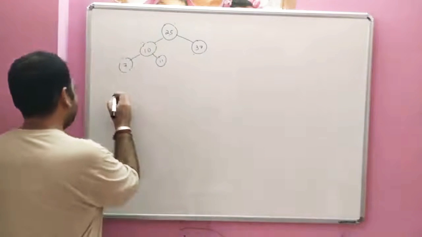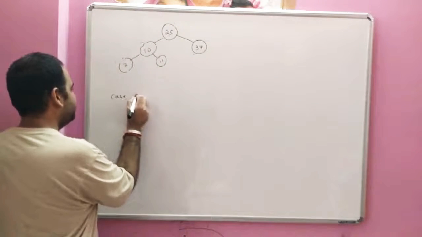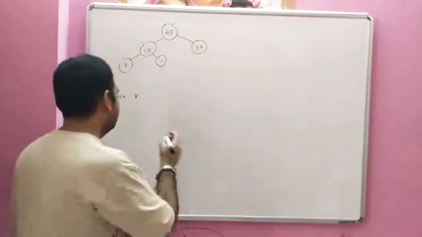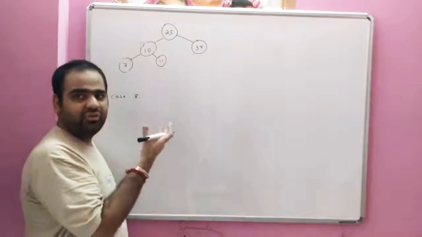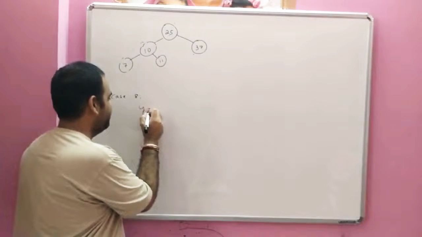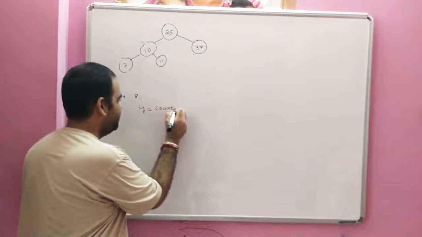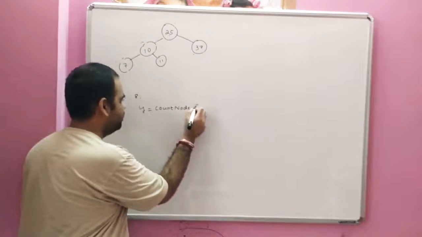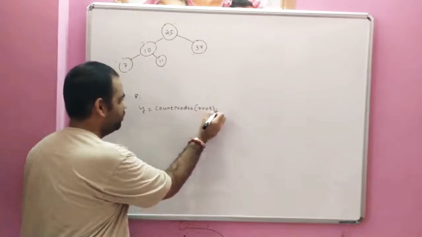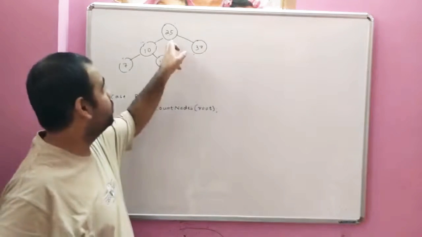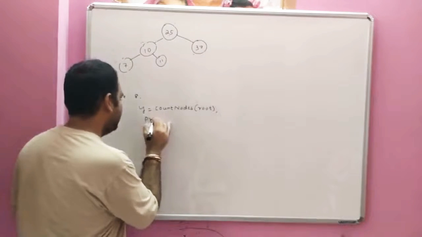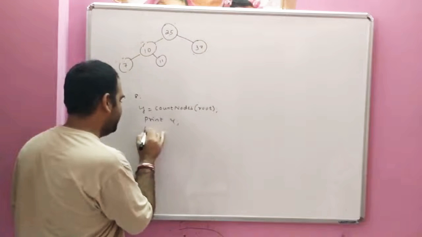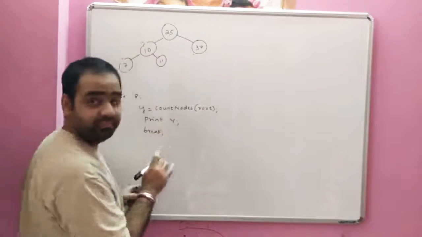Now, how do we write it? I say case 8, the number of nodes. It gives the answer as 0, 5, 10, 100 or something. Let us store it in y. And we will write one function called count nodes. I need the root of the binary tree, and this root does not change, and at the end you print the value of y. This will end case 8.